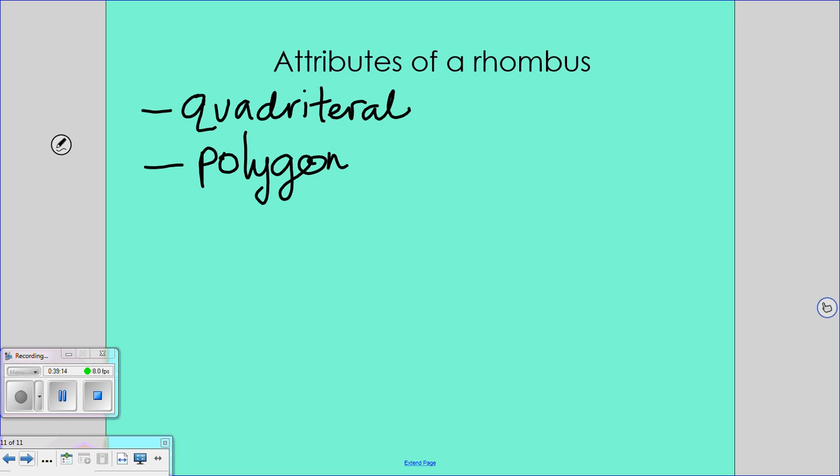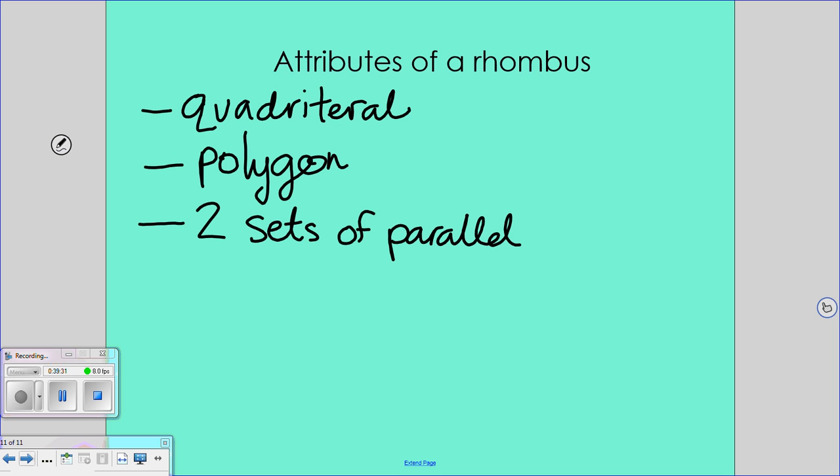Aiden, what else do you remember about our rhombus? It has 2 sets of parallel lines. It does have 2 sets of parallel lines. So do a lot of things that we've learned about.